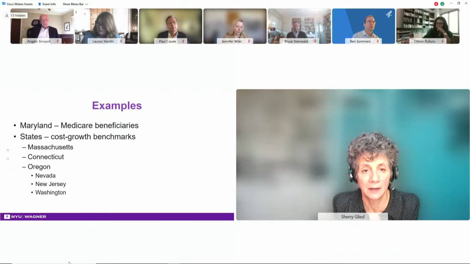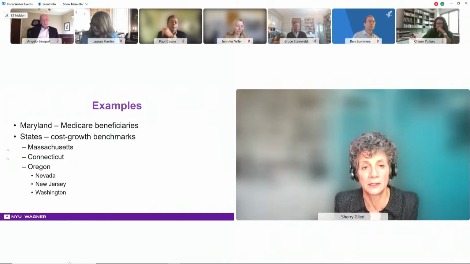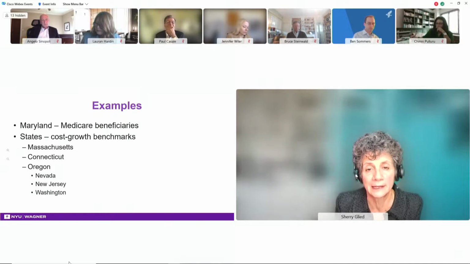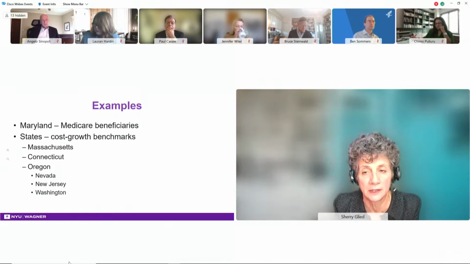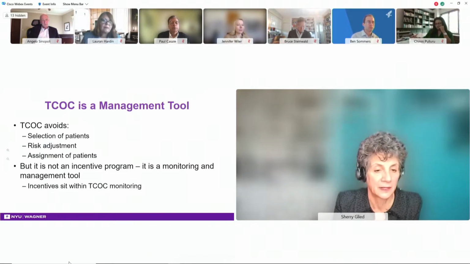Maryland is doing it, looking at Medicare beneficiaries, and several states have done it to develop cost growth benchmarks as a step towards further regulating their healthcare systems. So Massachusetts has a total cost of care measure, Connecticut has one, Oregon has one, Nevada, New Jersey, and Washington are building these. Yes, next slide, please.